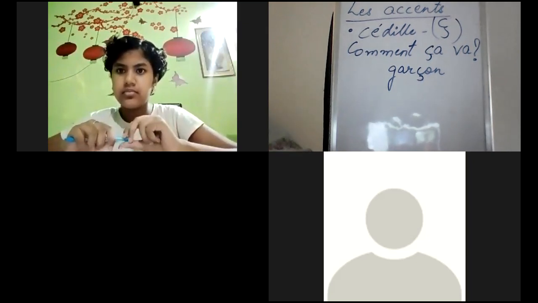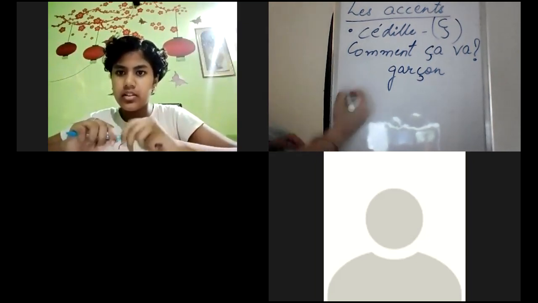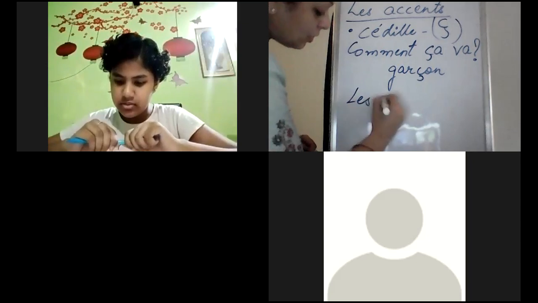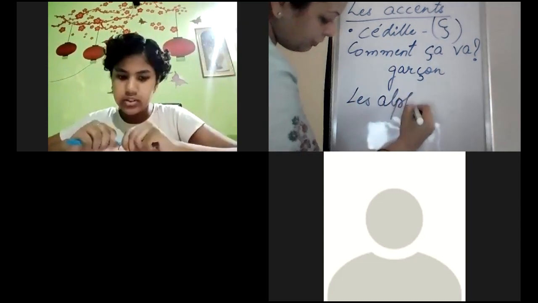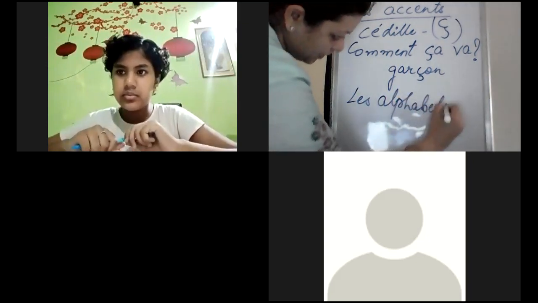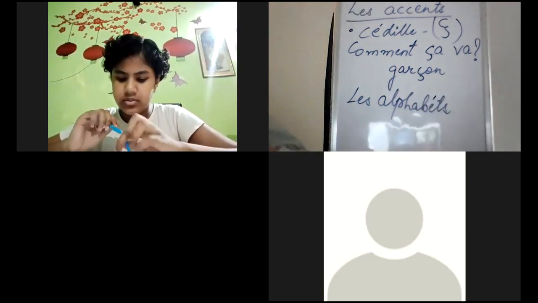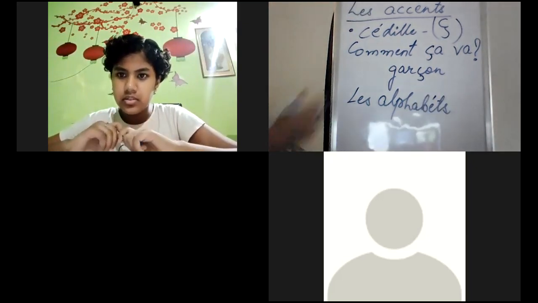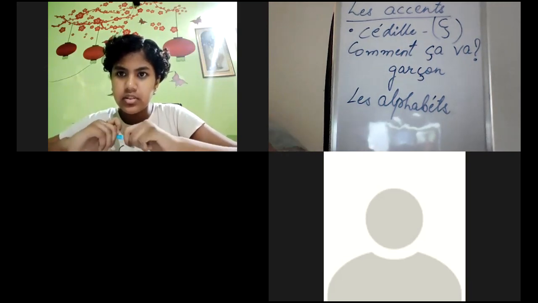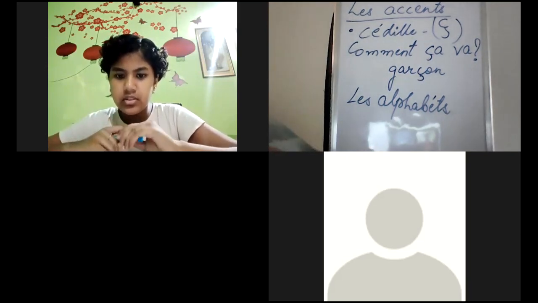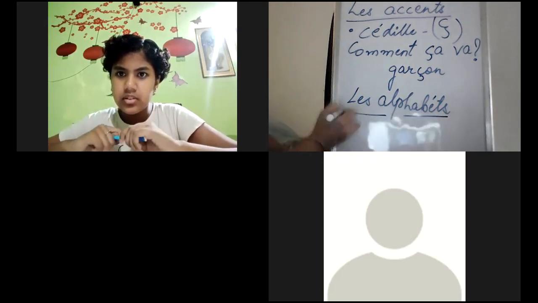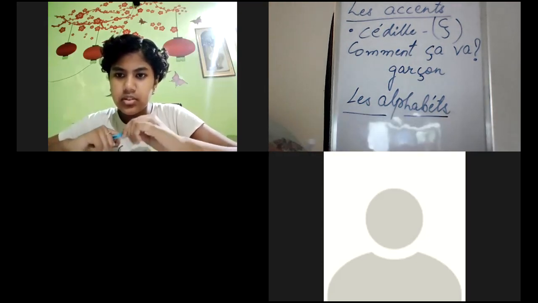So I think that's all for today. What we've learned is les alphabets. What are alphabets called? It's called les alphabets. And accents, les accents. We've learned only 3 accents today. The rest 2 we are going to learn in our next class.